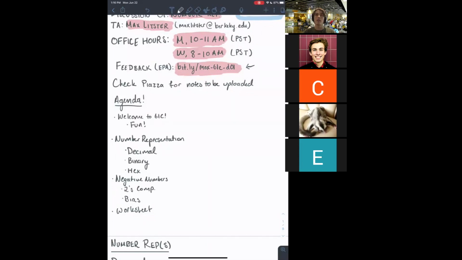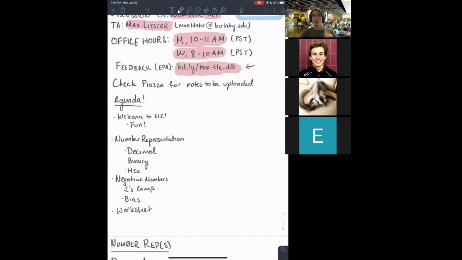First, the different ways that we'll be representing numbers in this class. So those are decimal, binary, and hexadecimal. All of them have their unique strengths and purposes, which we'll go over. And we'll also look at how to convert between the three of them.